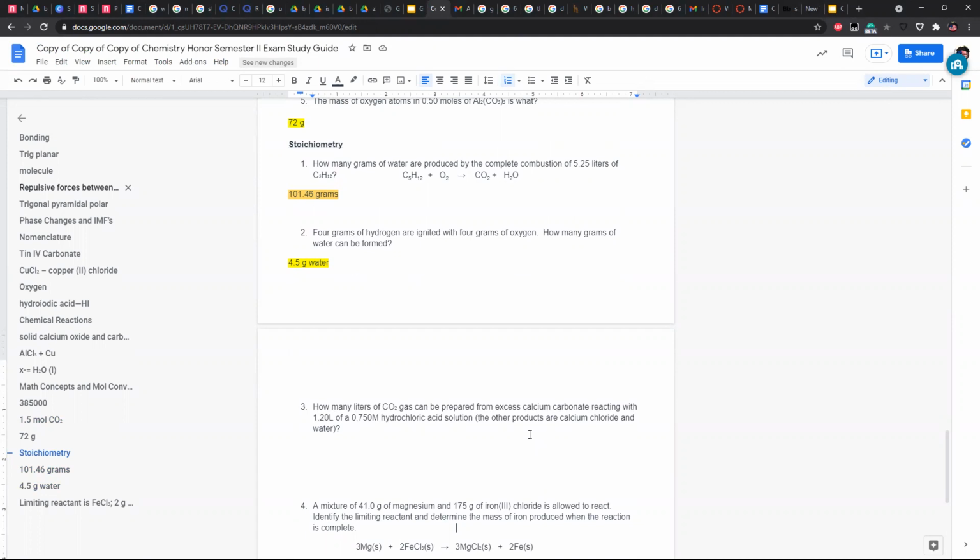Yes, exactly. So molarity is just a fancy word for concentration. So they have this 0.750 molarity, this M right here. That just means it's that many moles for every liter. So molarity just compares moles for every liter. So it's just going to be another conversion factor.